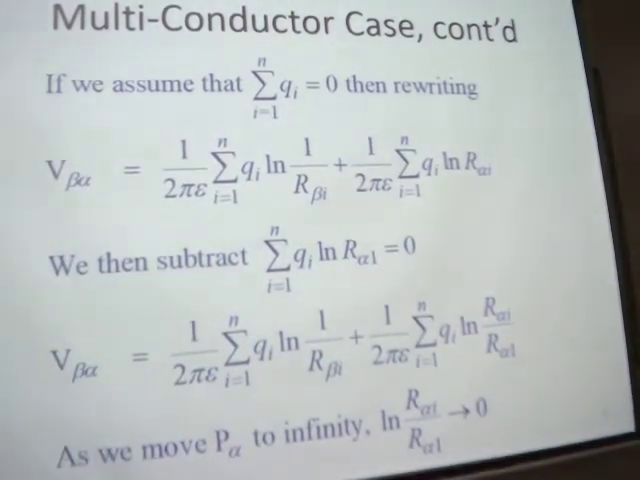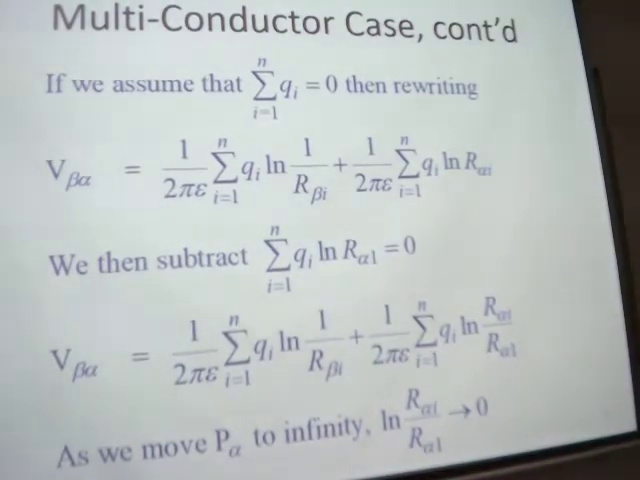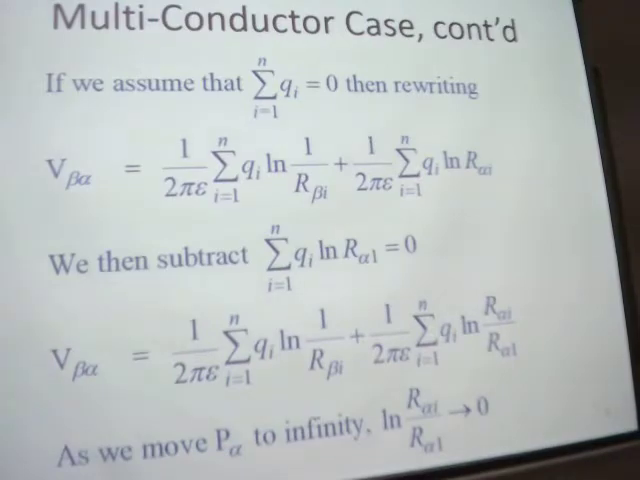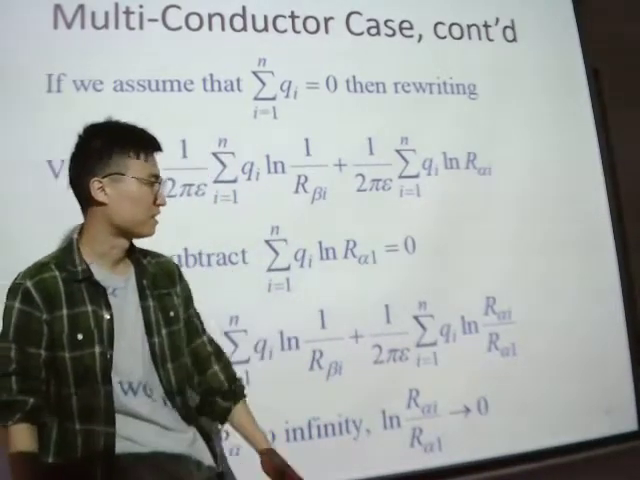Okay, so the next step, we assume that the target point R_β is at infinity, very, very far away. So this term is approximately 0.